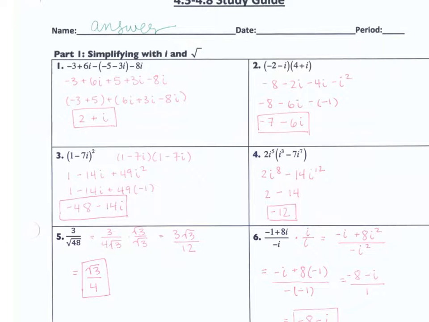So for this first one, I think most of you got it. You just need to be careful, distribute the negative, combine like terms. You do the real component first, the imaginary component second, and this is your simplified answer. Remember, think of i's like x's.